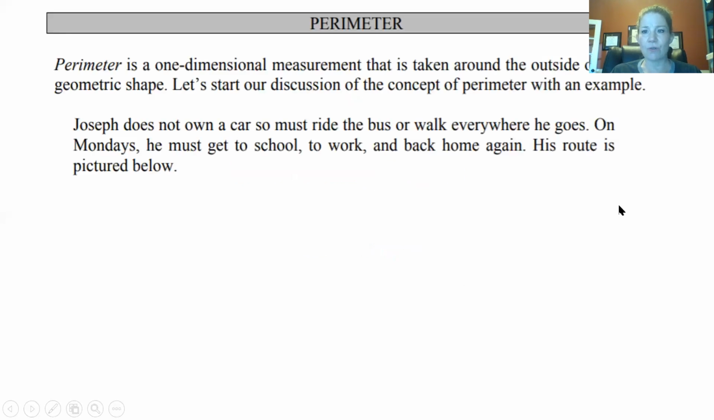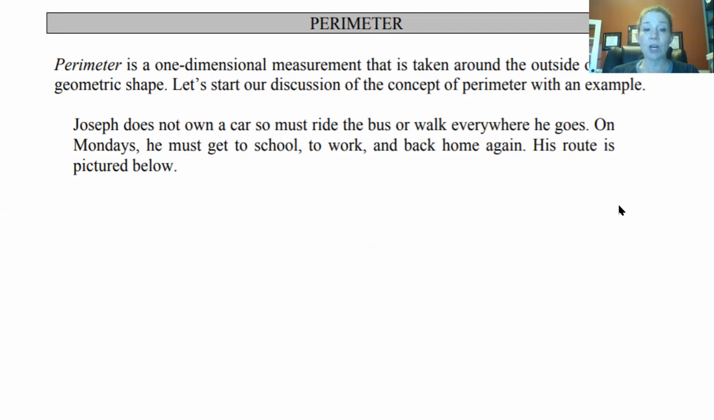All right, so the first thing we're going to talk about is perimeter. It says perimeter is a one-dimensional measurement that is taken around the outside of a closed geometric shape. Let's start our discussion of the concept of perimeter with an example.